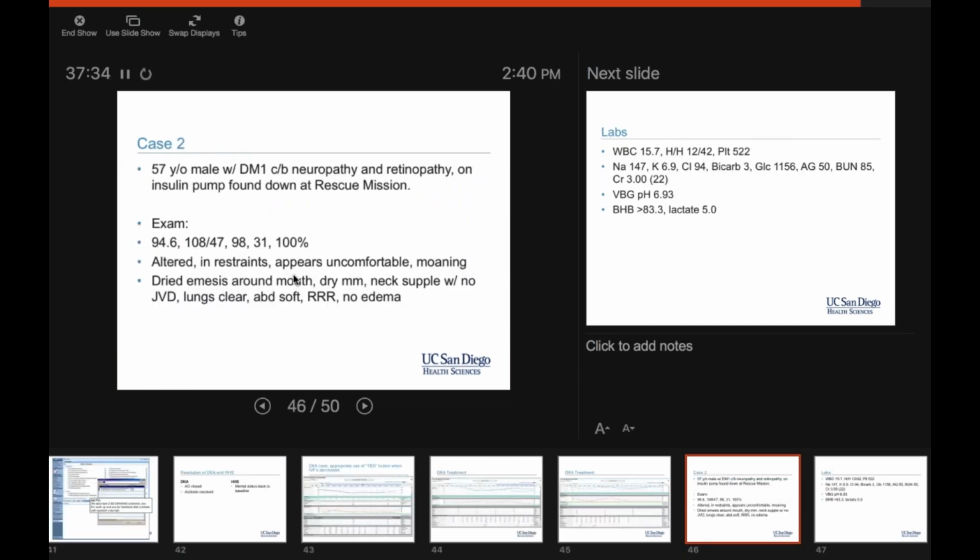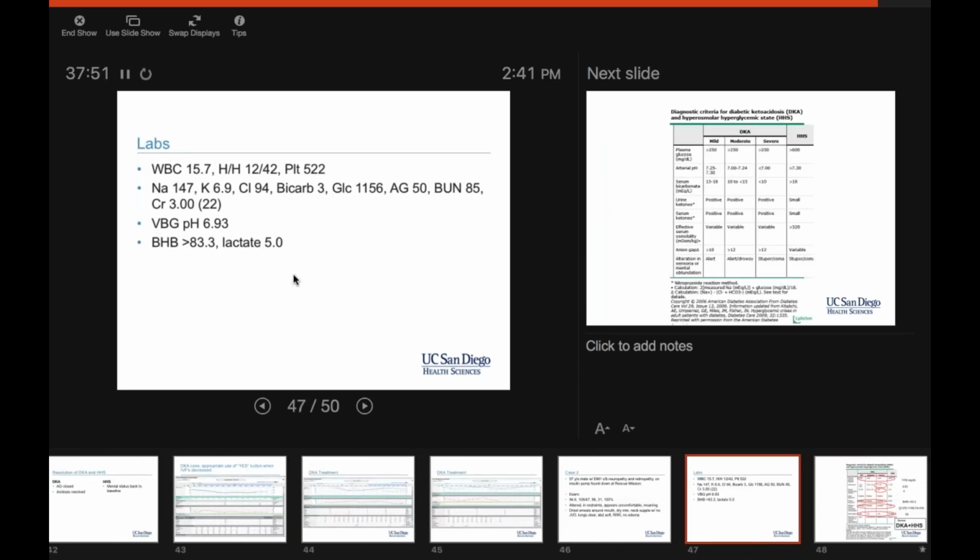Okay, second case: a 57-year-old male with type 1 diabetes with neuropathy and retinopathy. He's on an insulin pump, found down at the rescue mission. Here are his vitals. He's altered, uncomfortable, moaning, with dried emesis around his mouth. These are his labs.